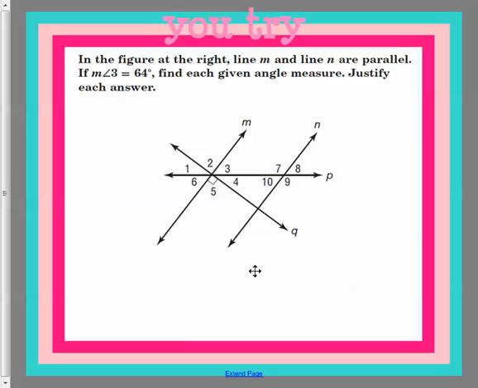Okay, so now let's get into the things that you're actually going to use this with. Questions like this. These are what you're going to see on the test. So go ahead and try this, and I'll be back in just a second to give you a little bit of help, and make sure that you justify. Give some reasonings for each one.